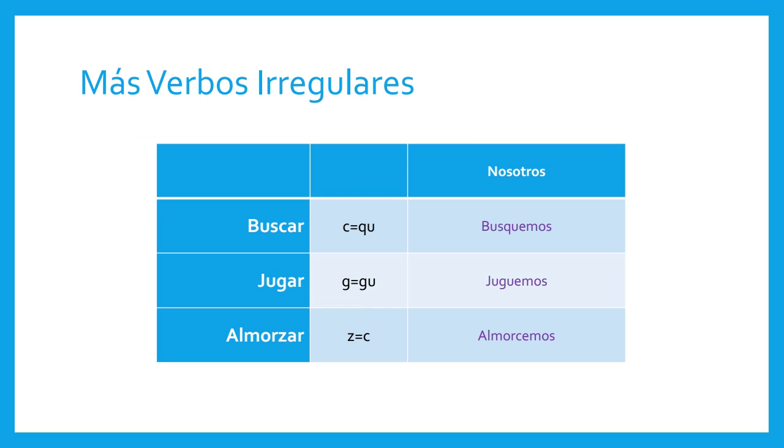Remember that you also have to deal with car, gar, zar verbs. And so buscar, you change the C to QU. Jugar, you change the G to GU. Almorzar, you change the Z to C. Notice though, because remember that we're in the nosotros form, we usually don't do stem changers in the nosotros form. So jugar and almorzar don't take their stem changes like they did in some of these other command forms that we learned. So we end up with, for buscar, busquemos, jugar, juguemos, almorzar, almorcemos.